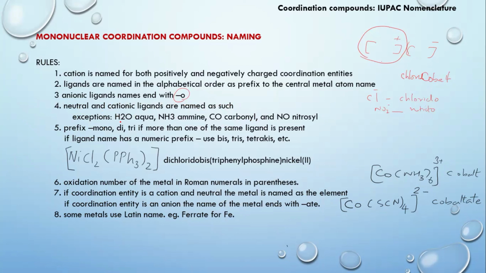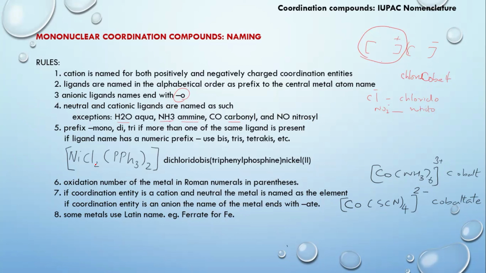There are certain exceptional cases. For water molecule, the name is aqua. For ammonia molecule, we are not using ammonia as the ligand name, we are using amine. For CO, we are not using carbon monoxide, we are using the name carbonyl. And for NO, we are using the name nitrosyl according to the IUPAC.